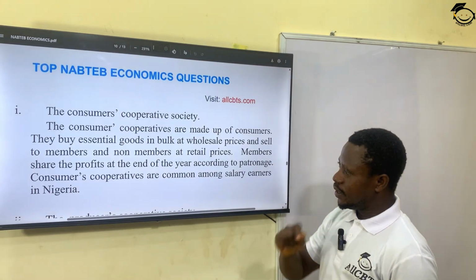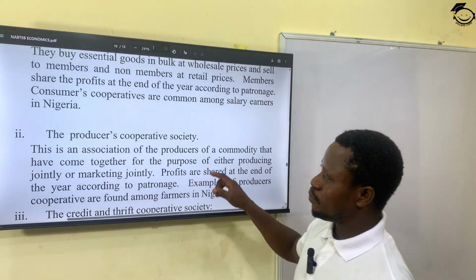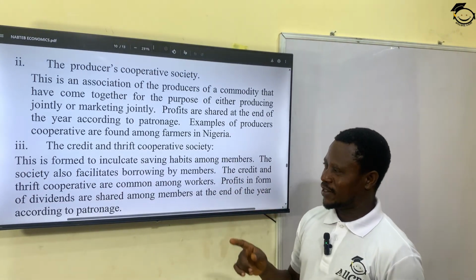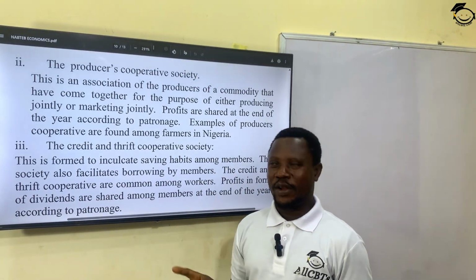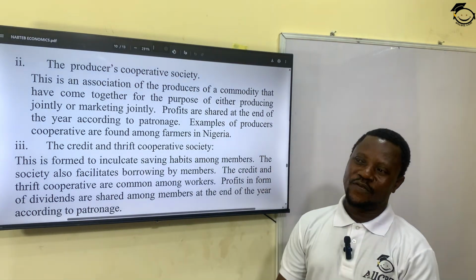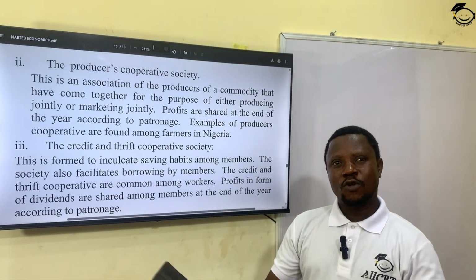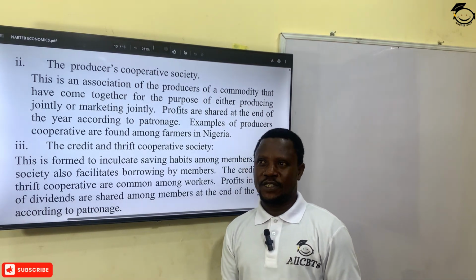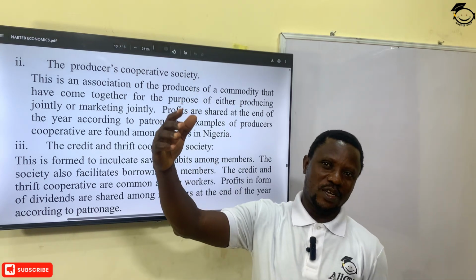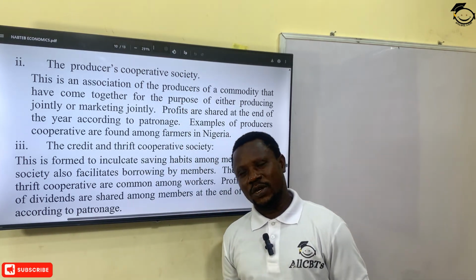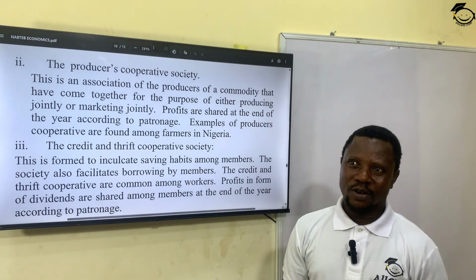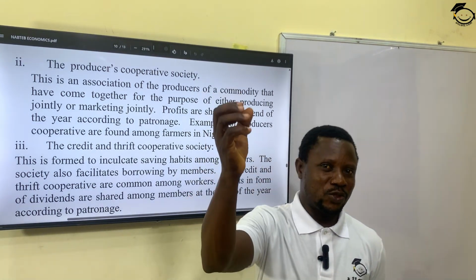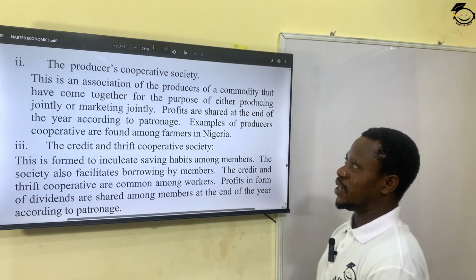Okay? Let's see the next type. The next type is producers cooperative society. This one is very common among the farmers. I've seen this one severally among the farmers, where they want to cultivate their land. They come together, put their resources together as a cooperative, and they go and hire machineries, either tractors for cultivation, or for clearing of their bush, or for planting. They do that because one person may not have the resources to hire such machineries. So they put their resources together to do that.